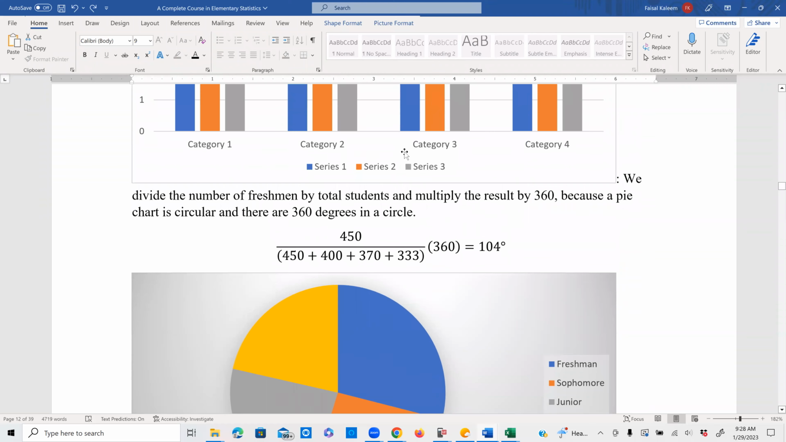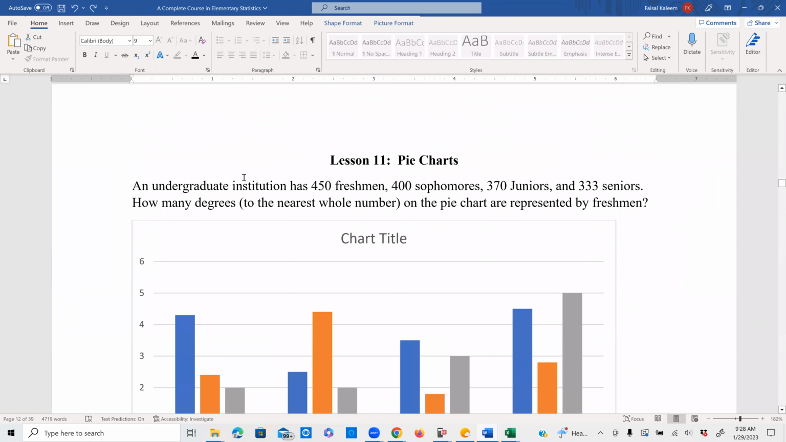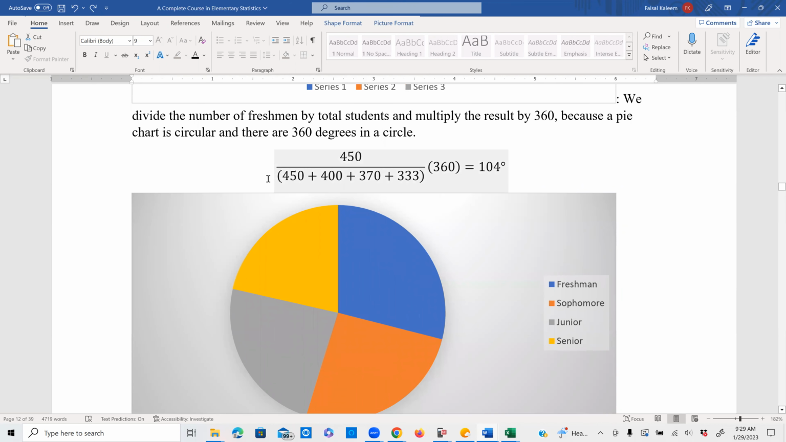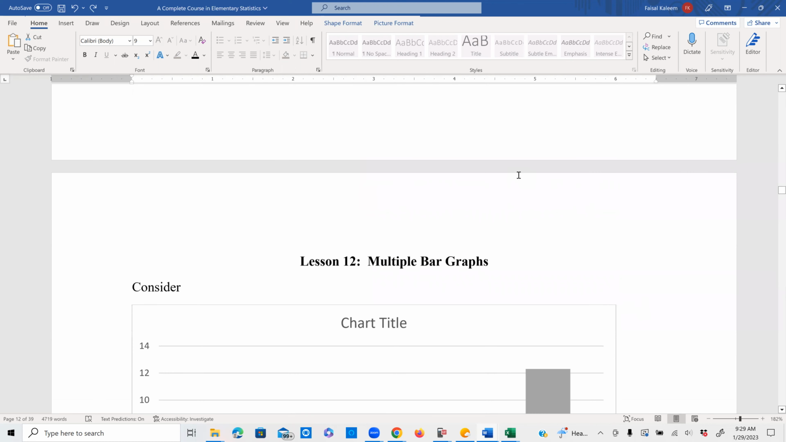Okay, so in a pie chart, the total degrees is 360. So consider this: an undergraduate institution has 450 freshmen, 400 sophomores, 300 juniors, and 333 seniors. How many degrees on the pie chart are represented by the freshmen? So what we will do is we will have freshmen in the numerator and divide by the total. The total is obtained by adding all the rest, and then we multiply by 360 degrees, and that gives us how many degrees on the pie chart are represented by the freshmen.